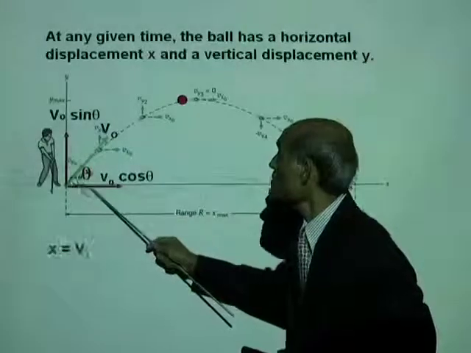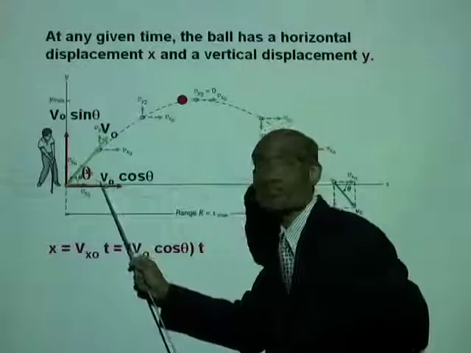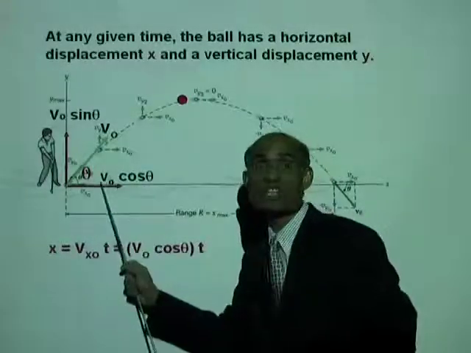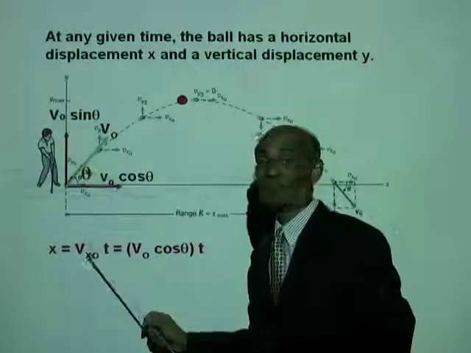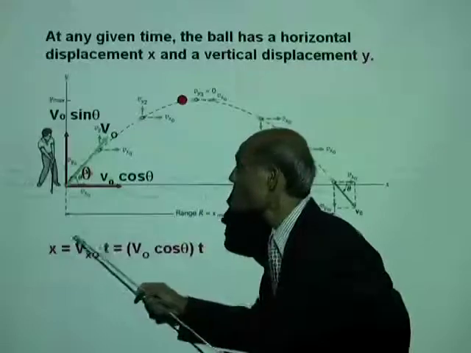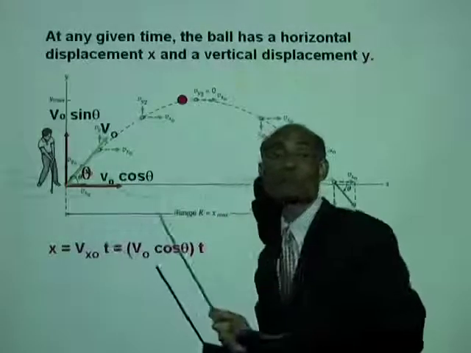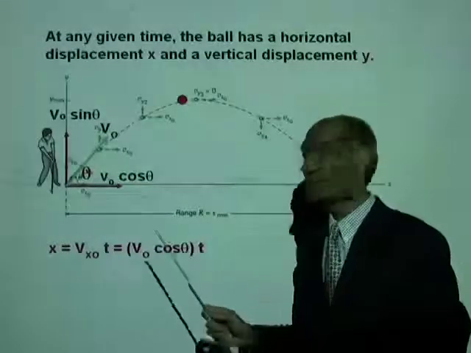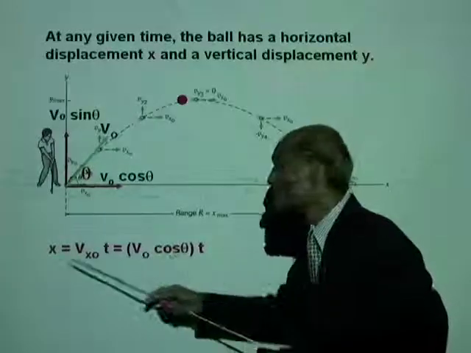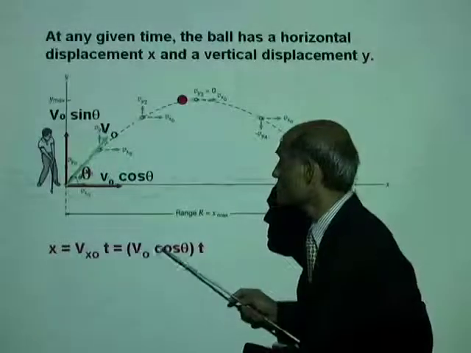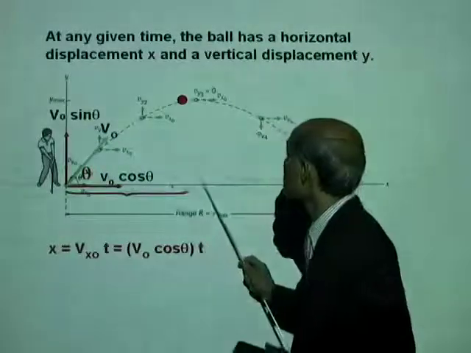The horizontal displacement is this distance. What is that equal to? Because the horizontal velocity does not change, vx0 is a constant. So that horizontal displacement will be x equal to vx0 multiplied by time t, and vx0 is v0 cos theta. So x equal to v0 cos theta times t. That will be the x position.